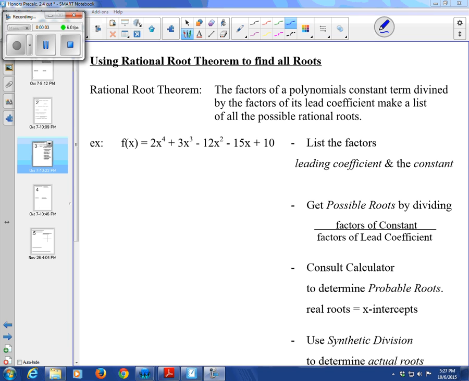Alright guys, this is our last video for real zeros of polynomial functions. In this video we're going to talk about the rational root theorem. The rational root theorem says that the factors of a polynomial's constant term divided by the factors of its lead coefficient make a list of all possible rational roots for the function.